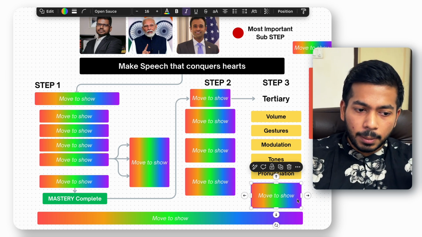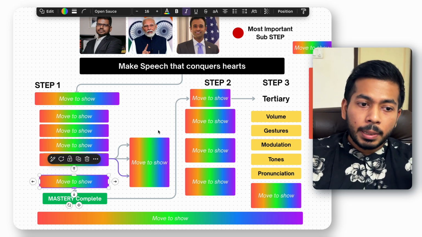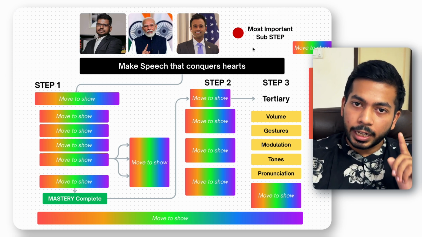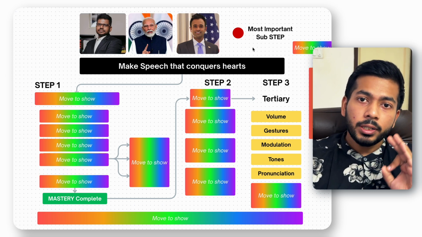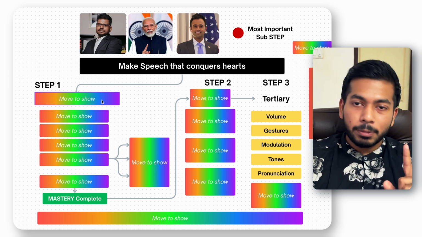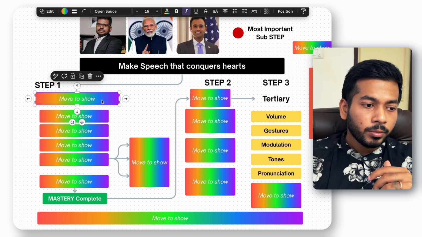By the way, the last steps in each will be marked in red. So whenever you see a box that's marked in red, that is the most important sub step. All right. Let's start with the steps first. Let's understand the steps first.